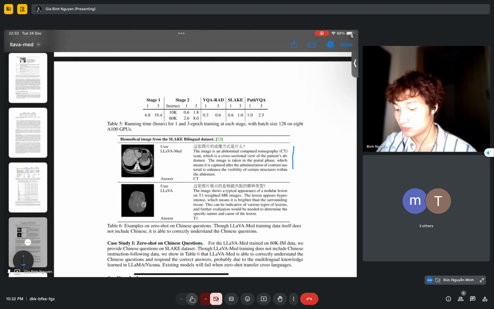Okay, so I see that LLaVA-Med is a vision language model fine-tuned from LLaVA for the medical domain. Yeah. So can you tell me more about the limitations of the model itself?